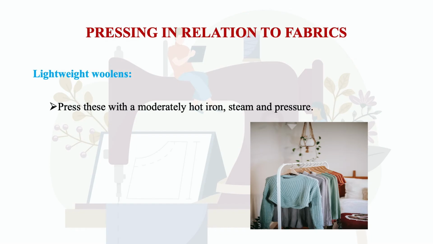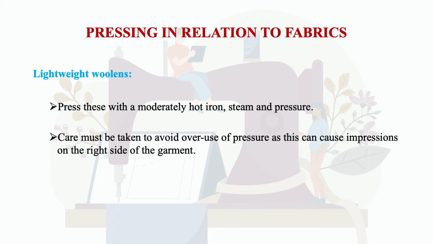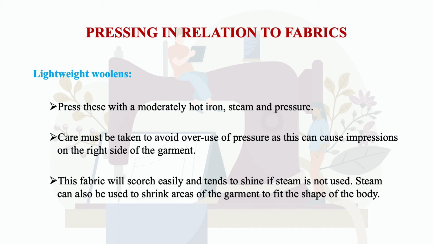We have the lightweight woolens. Press these with a moderately hot iron, steam and pressure. Care must be taken to avoid overuse of pressure, as this can cause impressions on the right side of the garment, and this fabric will score easily and tends to shrink if steam is not used. Steam can also be used to shrink an area of the garment to fit the shape of the body.